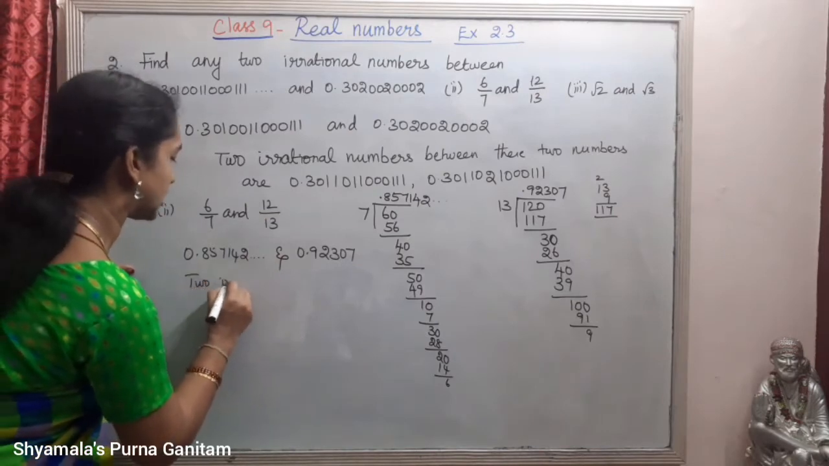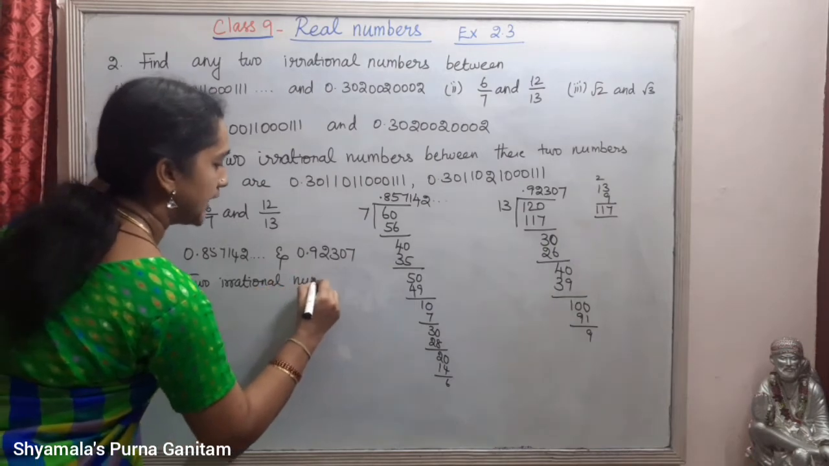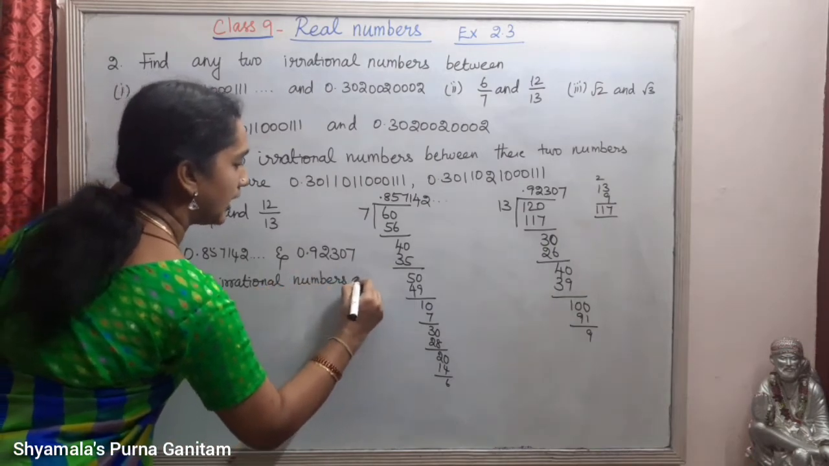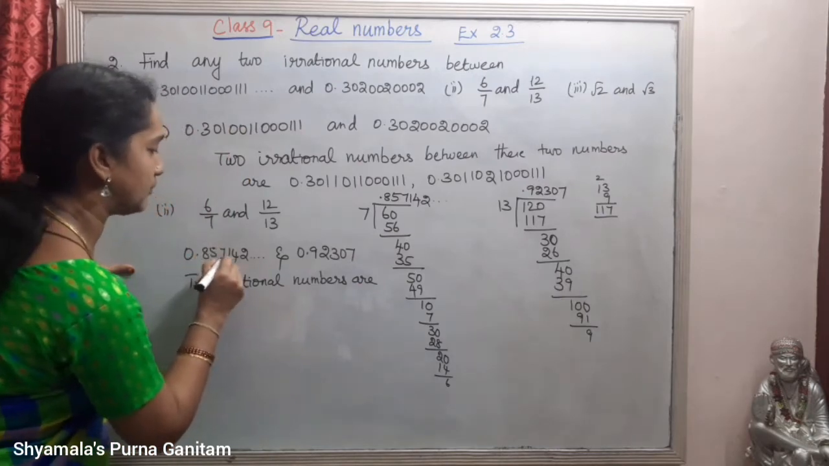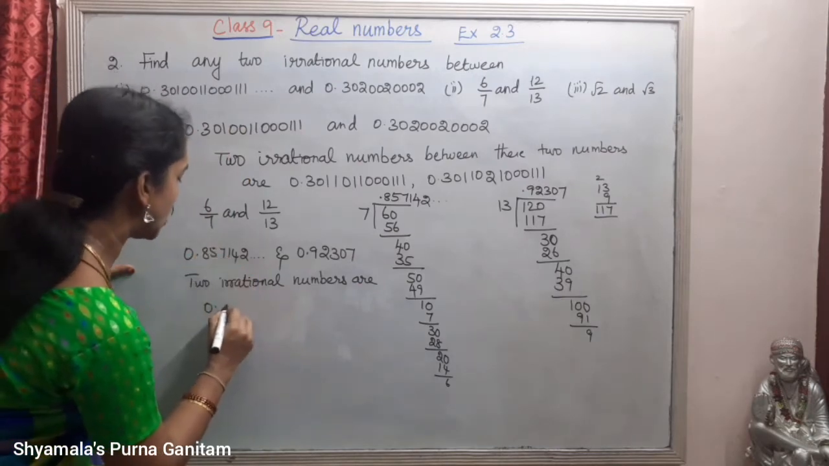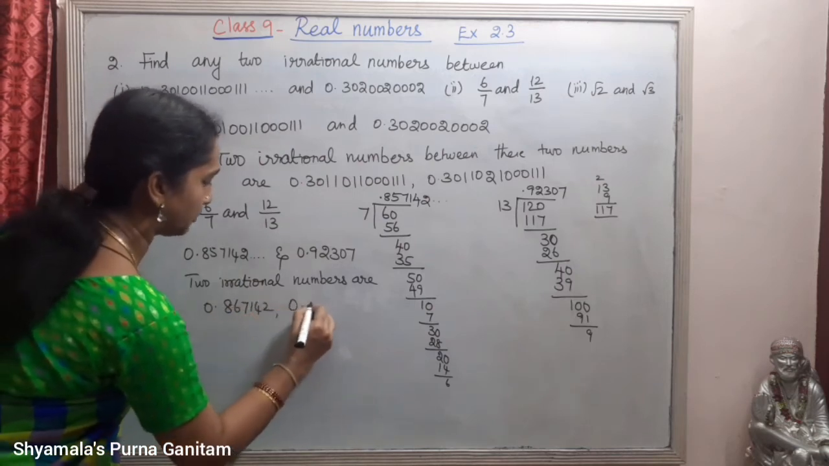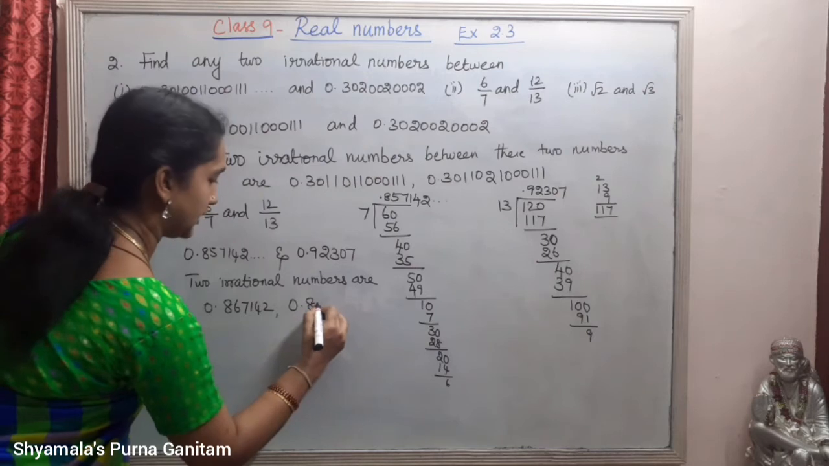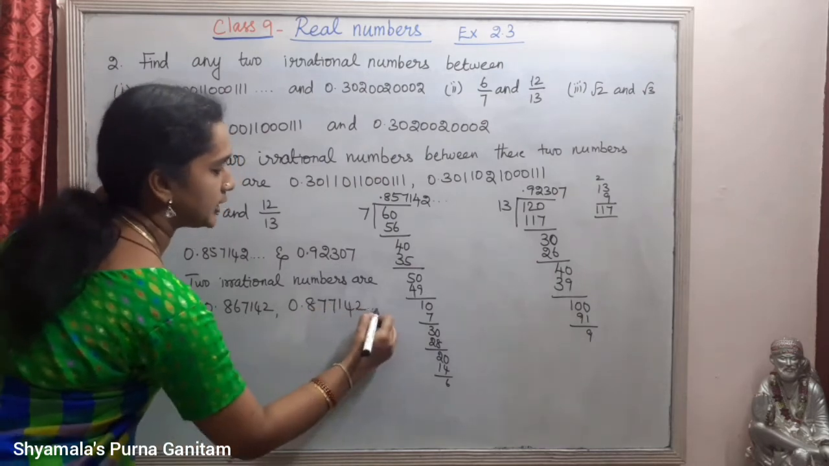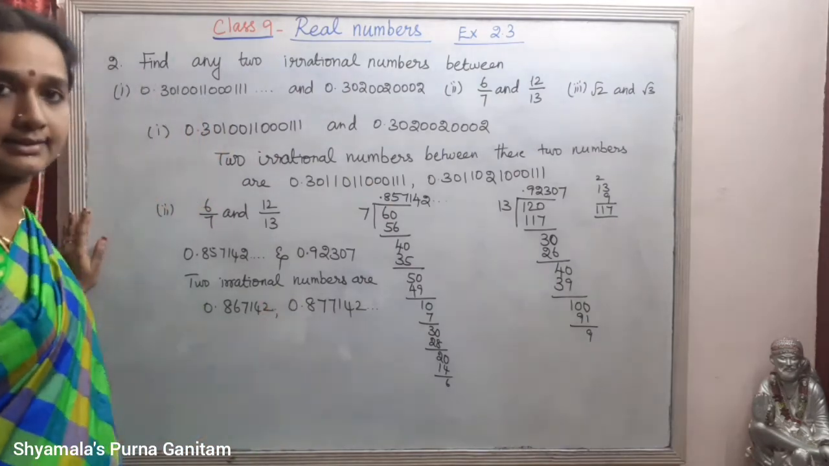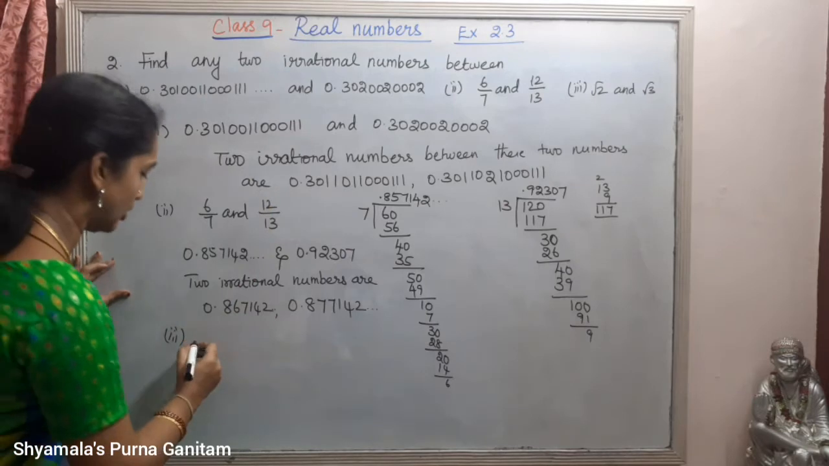So two irrational numbers are: here it is 857142, so I will write 0.867142. Then 0.877142. So I am writing any two numbers. So I get this. Now third one is root 2 and root 3.